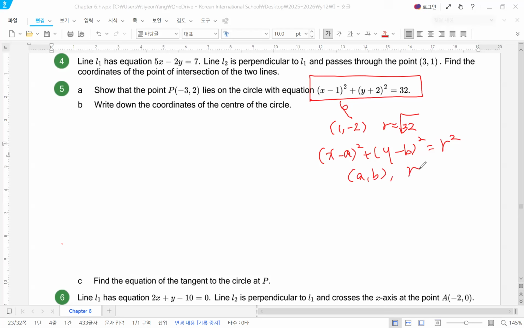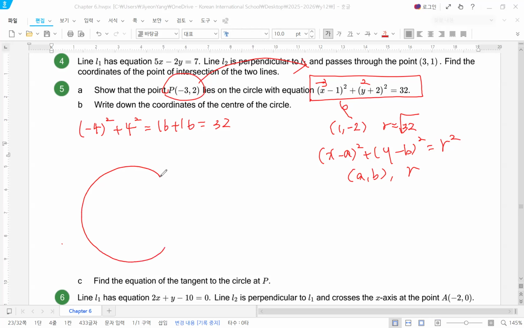Do you understand? And then to figure out whether this point lies on the circle or not, just substitute -3 and 2 into the equation and figure out whether this equation works or not. Understand? So -3 to x and 2 to y, then (-4) squared plus 4 squared, which is 16 plus 16 equals 32. So it satisfies or not? Yes, so therefore we can say that P lies on the circle.